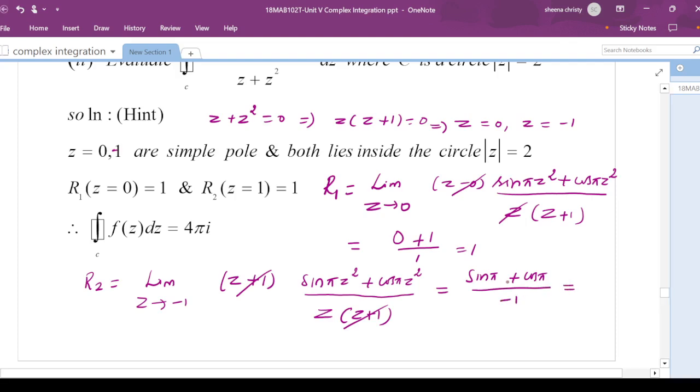Okay. Sin pi is 0. Cos pi is minus 1. Minus 1 by minus 1 will give you plus 1. Hence R1 equal to 1 and R2 equal to 1. By substituting in the formula, the sum of the residues, 1 plus 1, into 2 pi i will give you 4 pi i.